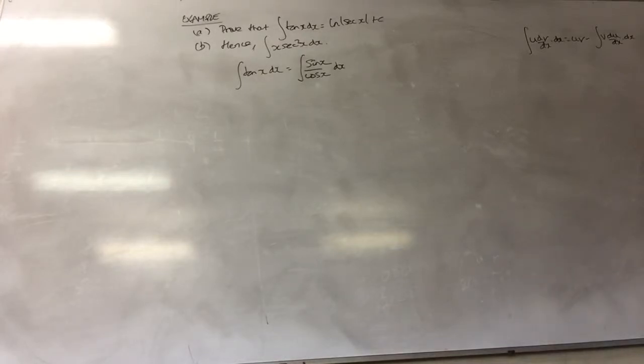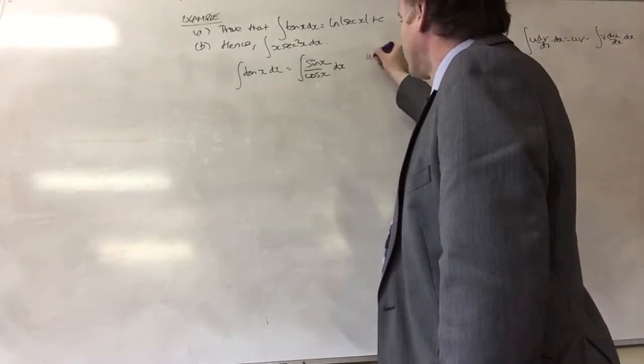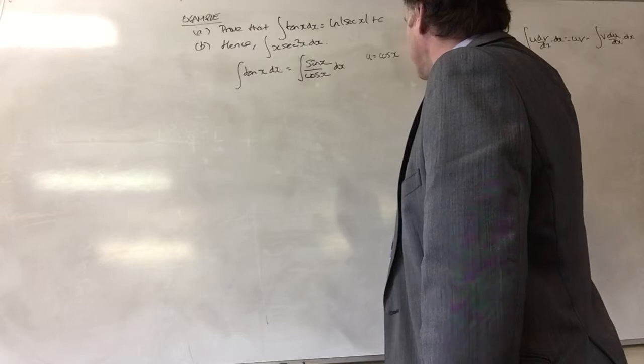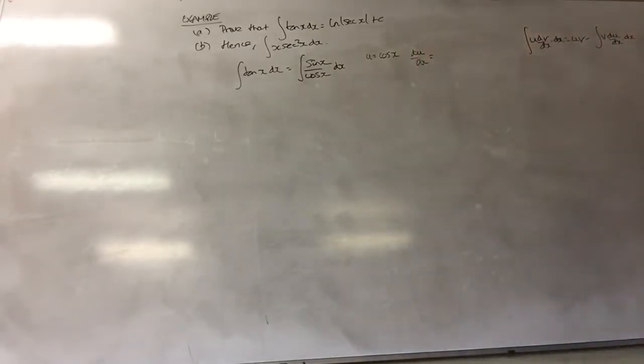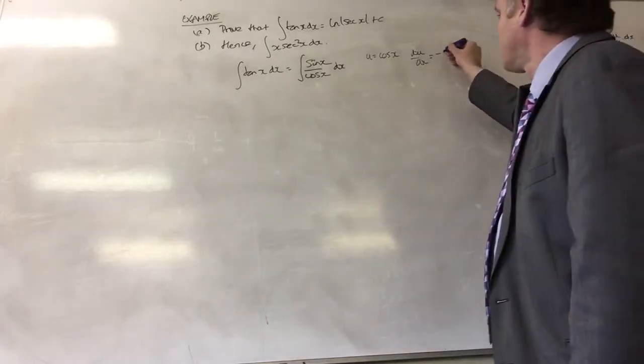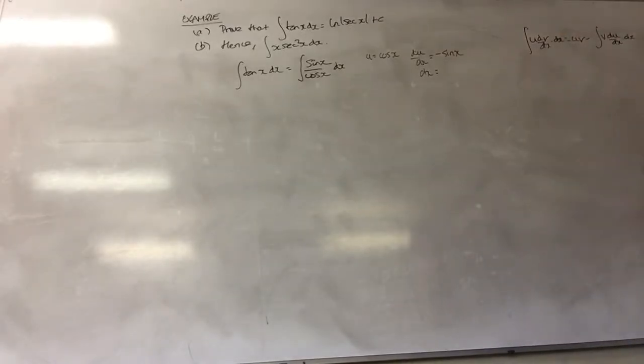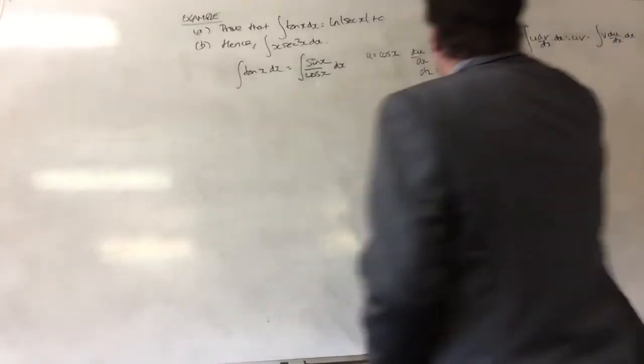Now the clue that they'll probably give here is, they would say it's a substitution, and they'd tell you what the substitution is. Anyone would like to guess what the substitution might be? Cos x. Okay, good guess. So u is equal to cos x. So du by dx is equal to minus sine x. And so therefore dx is equal to du over minus sine x. Good.